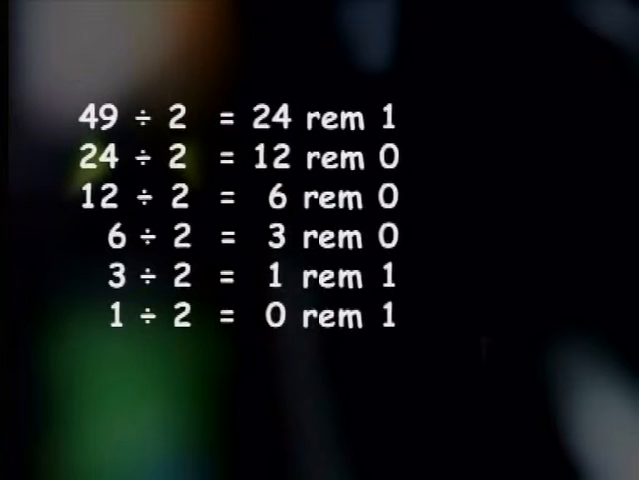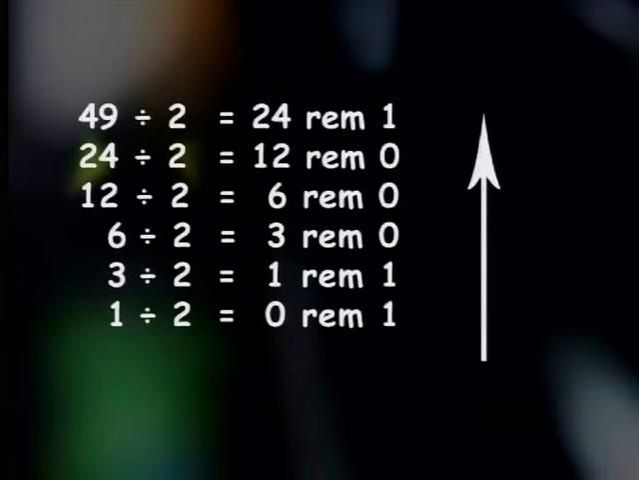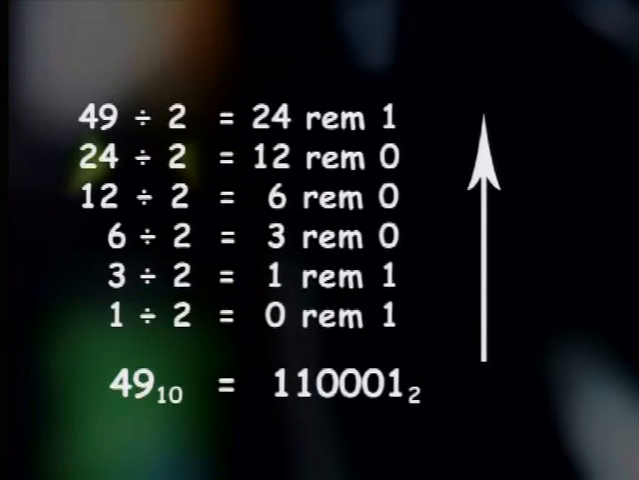So now we write down the remainders from the last to the first, left to right. That gives us 1, 1, 0, 0, 0, 1 base 2. And that's the answer. 49 base 10 equals 1, 1, 0, 0, 0, 1 base 2.